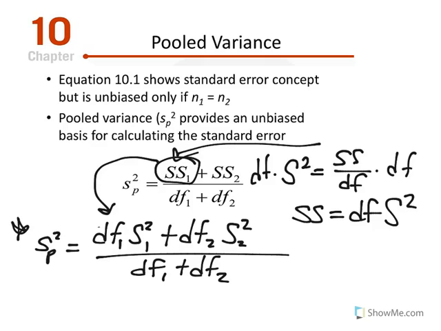So instead of taking the sum of squared deviations for each separate sample, I'm expressing SS as the product of the degrees of freedom multiplied by variance. So hopefully you can see how these variables are related to one another.